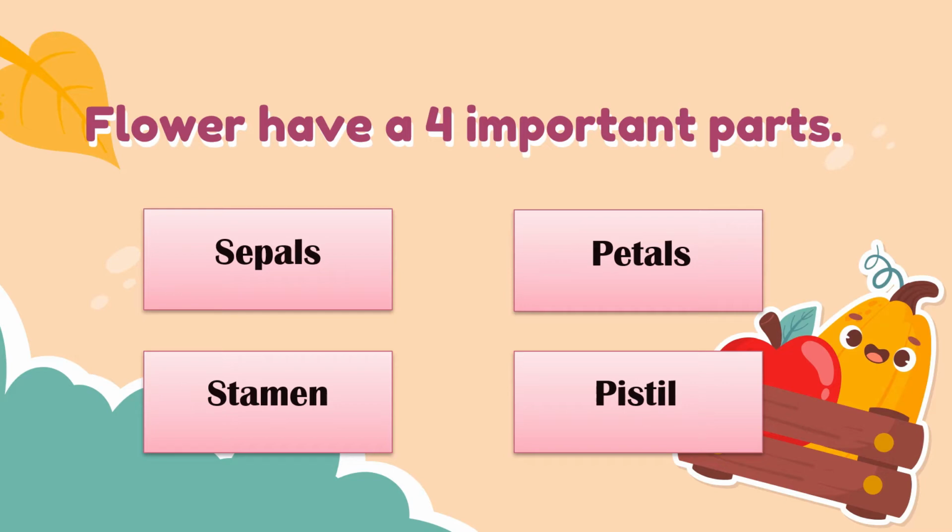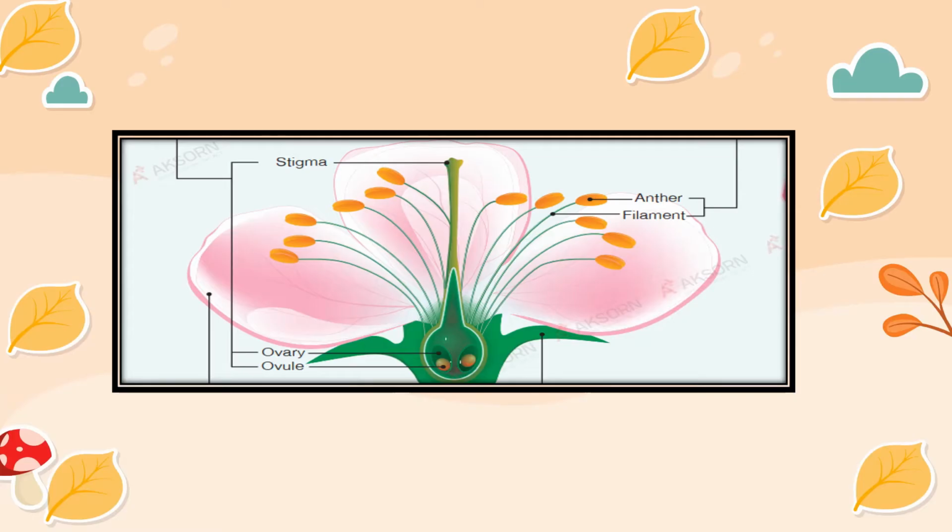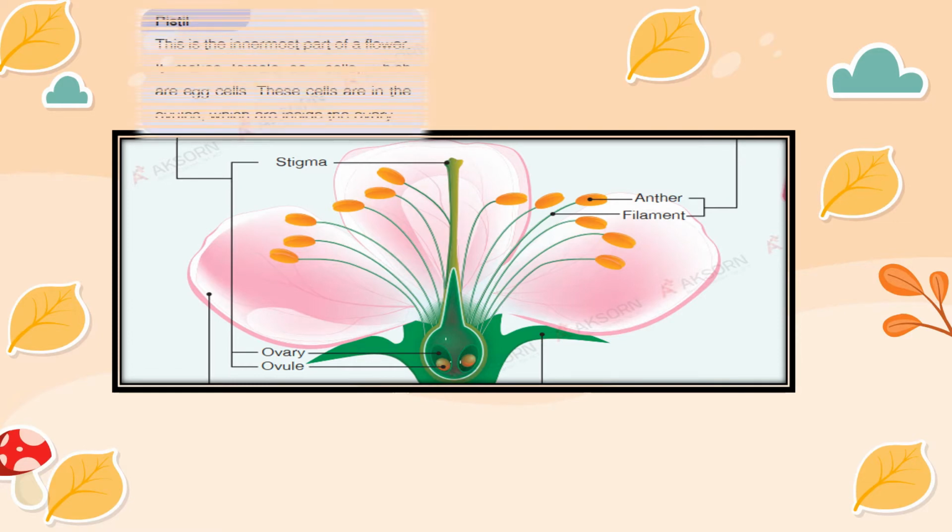So, now let's move on. This is the flower. The first part is the pistil. This is the central part of a flower. It makes female sex cells, which are egg cells. These cells are in the ovules, which are inside the ovary. As you can see, this is the ovary of the flower, the small circle inside. So that is the pistil.